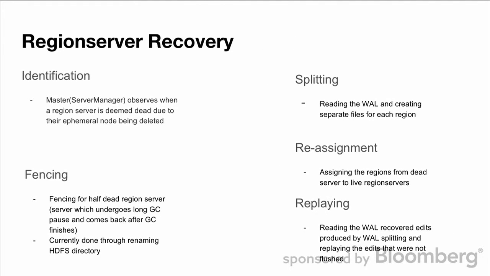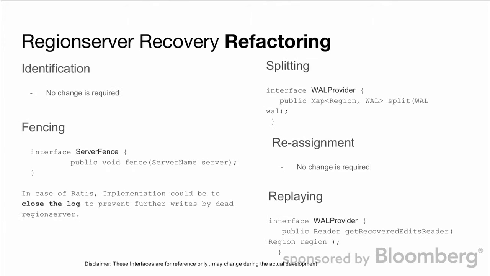Then the next step is the reassignment. Now the splitting has been completed and the data for each region has been created. Now we need to assign those regions to the different region servers. That step involves the balancer deciding which node will get what region. And then the next step is the replaying. Now you need to replay the split WALs onto each region server. Once the replaying is done, the region will be open and it can start accepting writes.